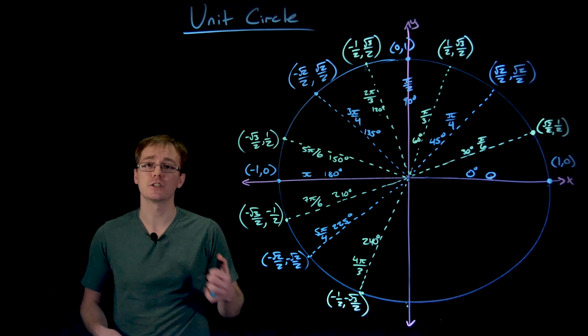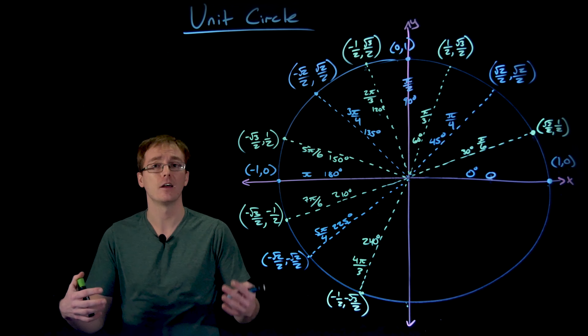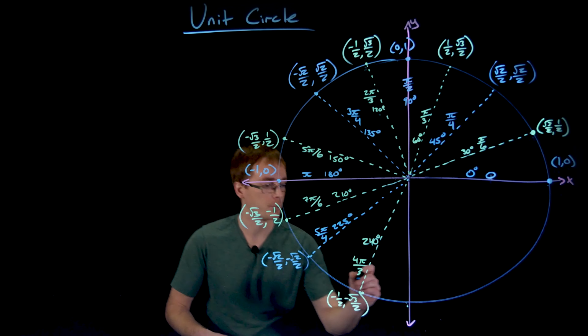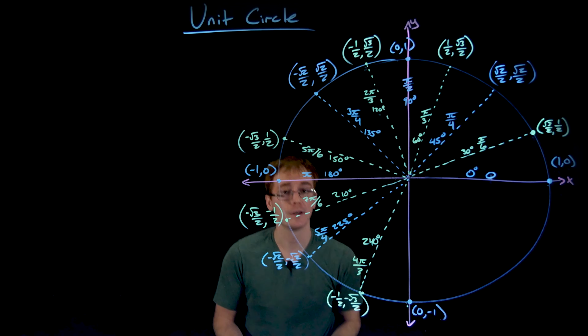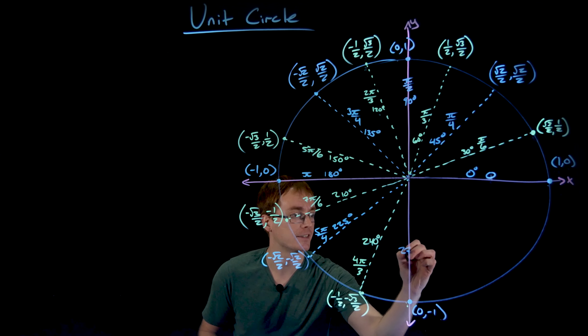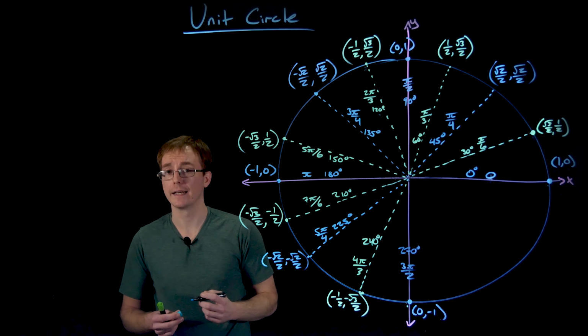I'm going to go ahead and really speed through those ones because it's all just the same kind of reflections and arc length or angle arguments that we've been making so far. So at the bottom of our unit circle, we have the point 0, -1. That's going to correspond to an angle of 270 degrees or 3 pi over 2 radians.